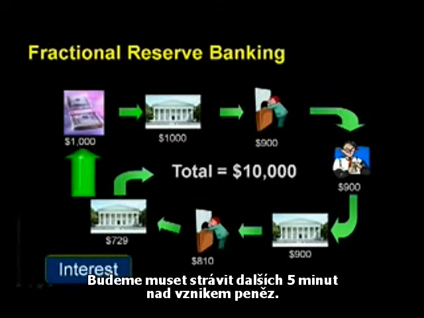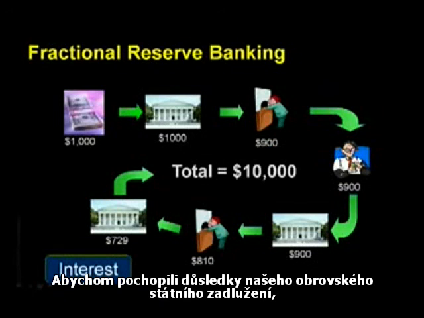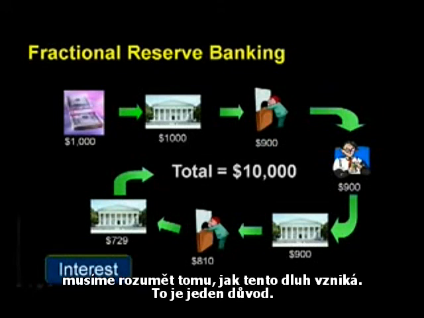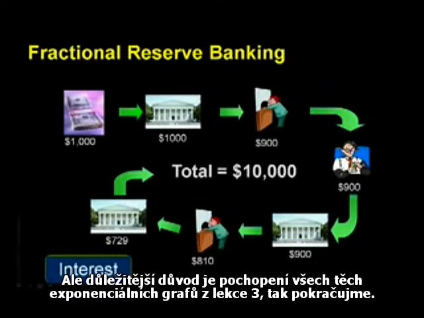So, why did we spend the past 5 minutes studying the mechanism of money creation? Because in order to appreciate the implications of our massive levels of debt, you need to understand how that debt came into being. That's one reason. And the more important reason is tied to all those exponential graphs we viewed earlier in Section 3, but we're not quite there yet. Let's continue.